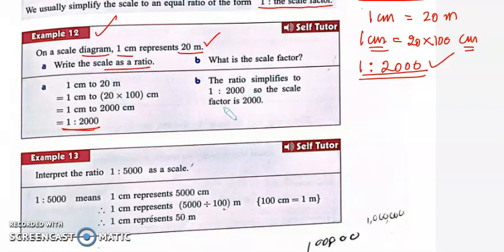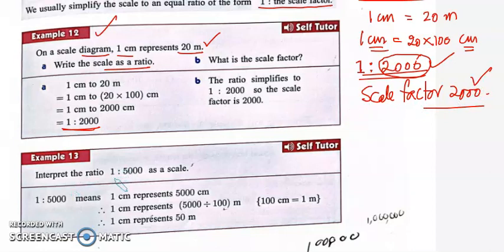And what is the scale factor? When you make it 1 here, the number that appears here is the scale factor. So the scale factor is 2000 in this particular case.